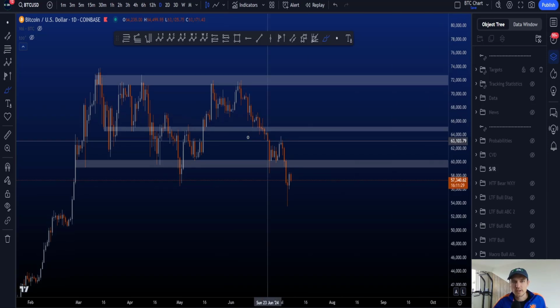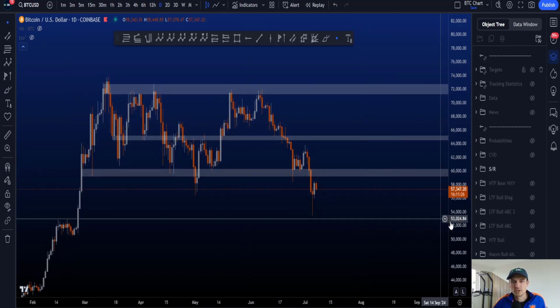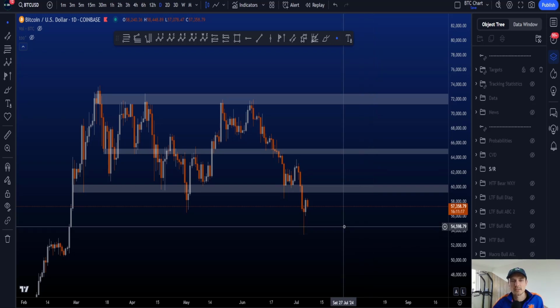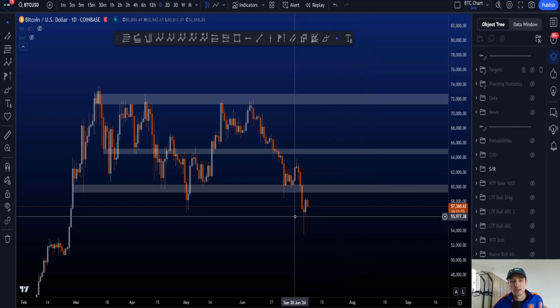Now, over here, we have simple support resistance areas on the chart. Keeping things very, very simple. Of course, Elliott wave theory is very complex, so it's always nice to also use some simple things in your technical analysis, and support resistance areas are one of these.